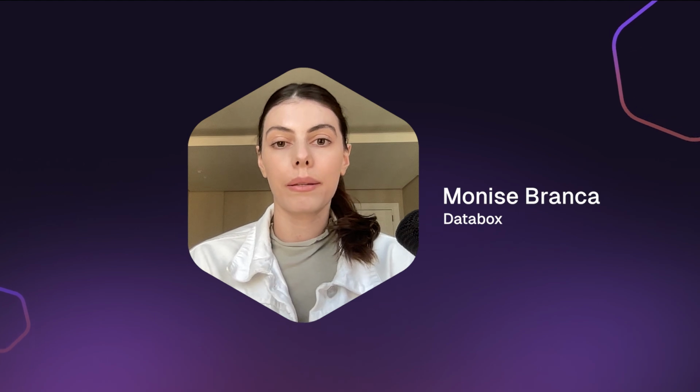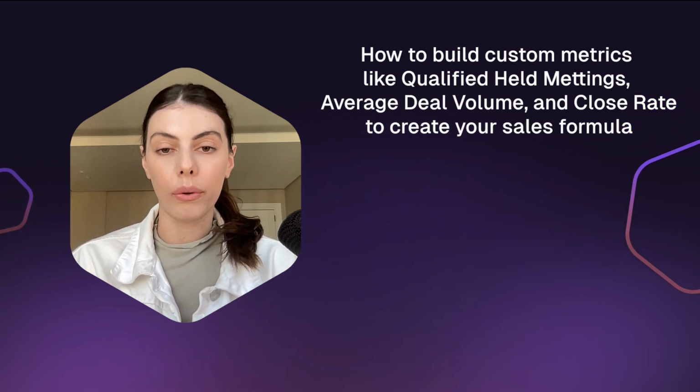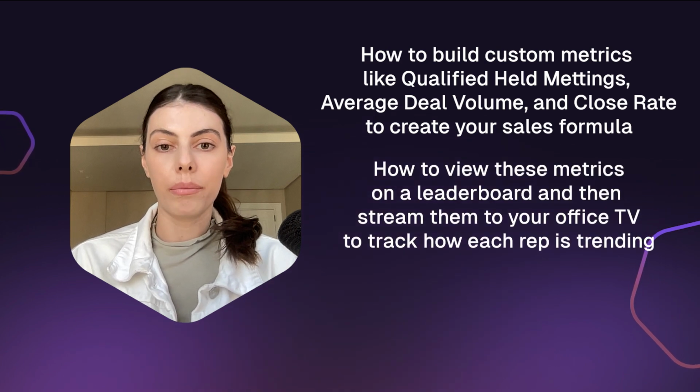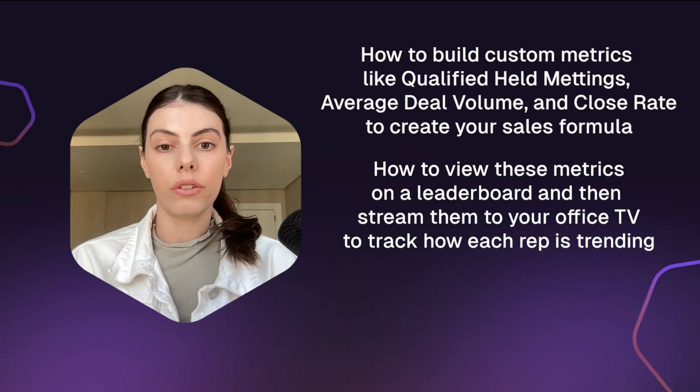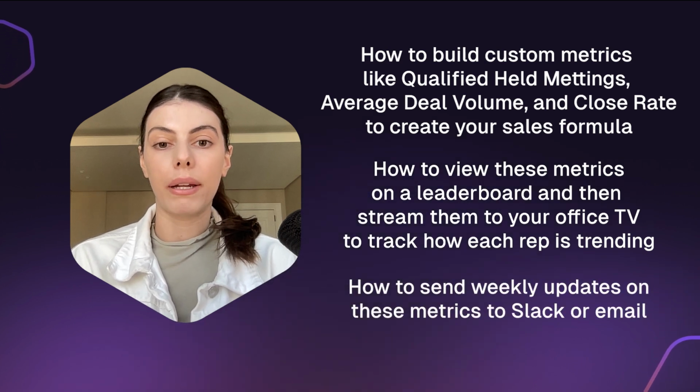In this playbook, I'm going to show you how you can use Databox to simplify and execute some of the steps in Dougie's playbook. We'll cover how to build custom metrics like qualified held meetings, average deal volume, and close rate to create your sales formula, how to view these metrics on a leaderboard and then stream them to your Office TV to track how each rep is trending, and how to send weekly updates on these metrics to Slack or email. We'll break these concepts down into simple scenarios with simple numbers, making it easier for you to apply them to your own unique situation.